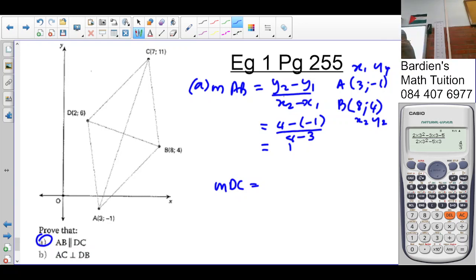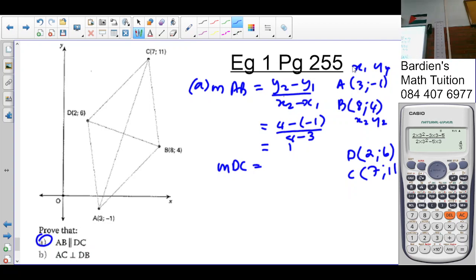Not so? Now we do the same for DC. So D, which is 2 and 6, and C, which is 7 and 11. Okay. So y2 minus y1 over x2 minus x1, if that's x1, y1, x2, y2. Again, if you made that x2, then this should be y2, x1 and y1. Does it make sense? Right.